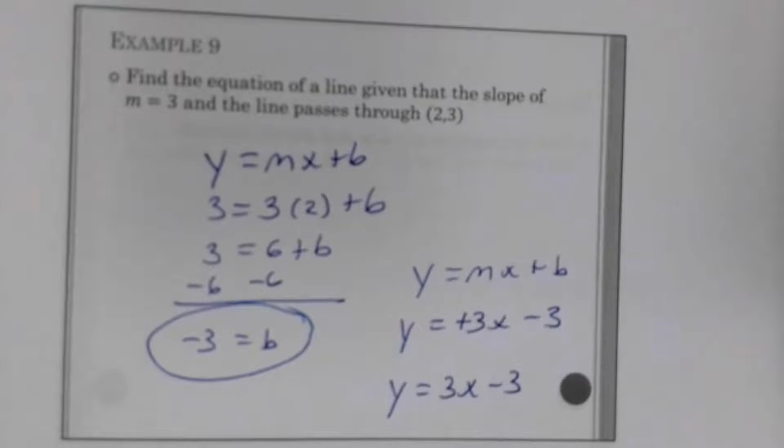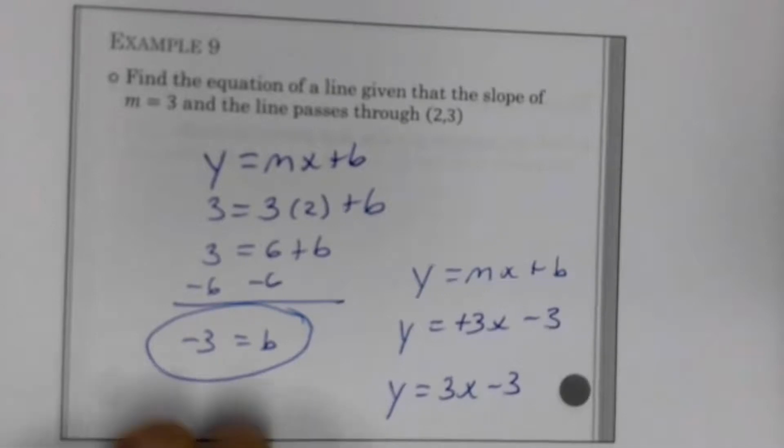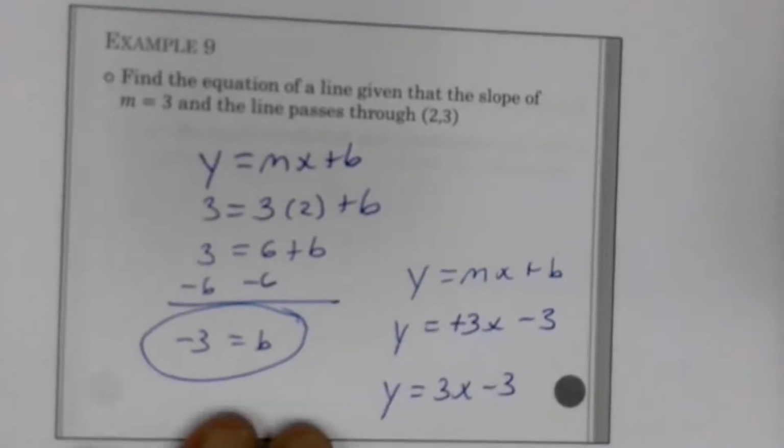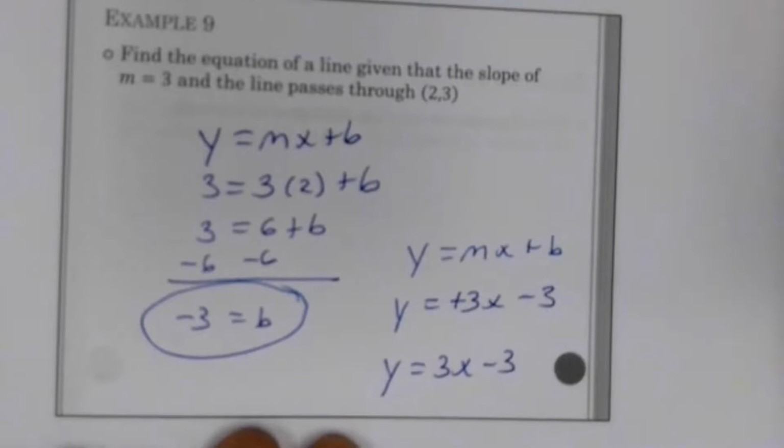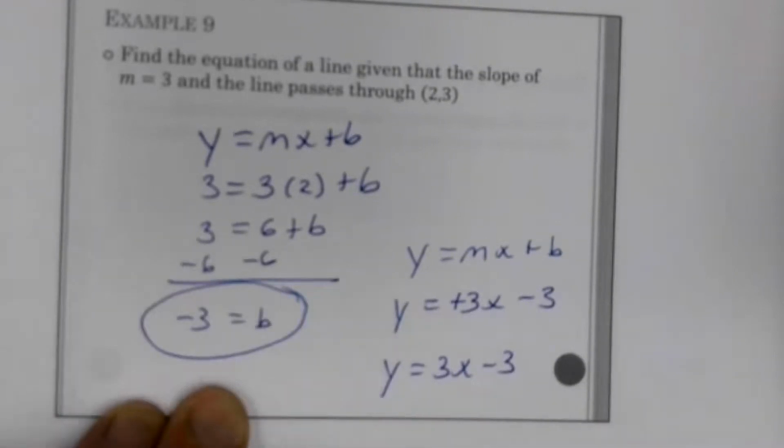Although a positive sign is, I guess, understood if you don't put it there. But if you put it there, I guess there's not a huge issue. But typically in the proper algebra notation, you want to leave the plus sign off. Okay.